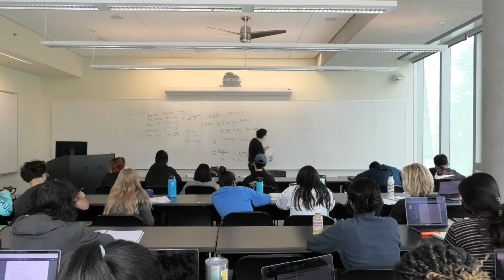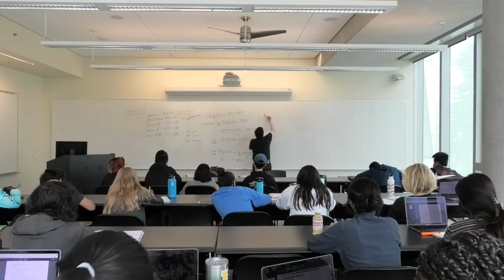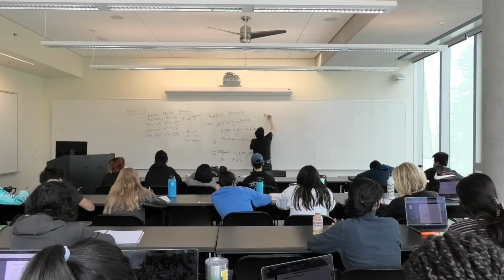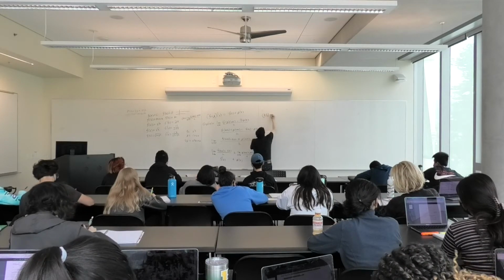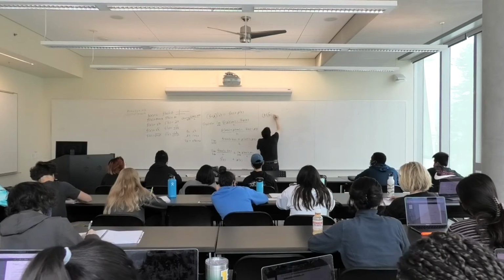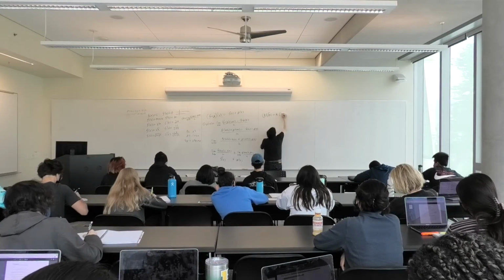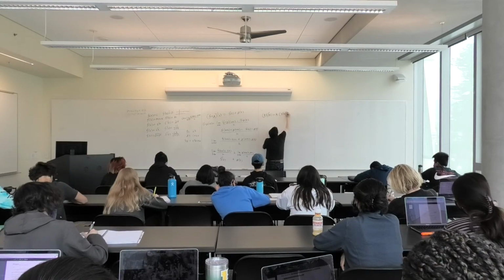Similarly, but an even easier proof is that for some constant times f at x, the derivative of that is just the constant times the derivative at x.